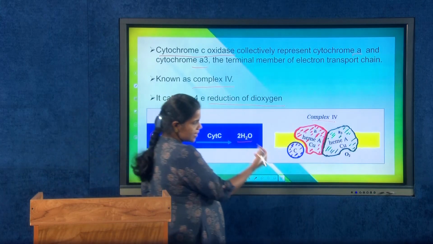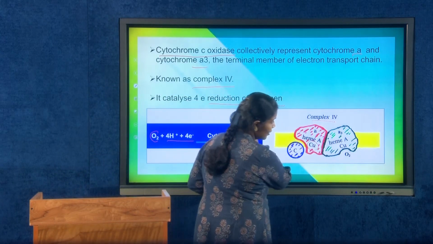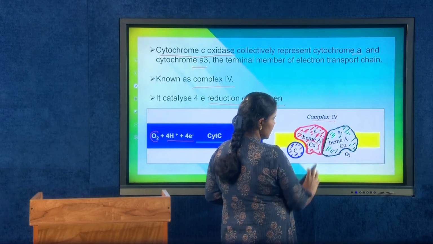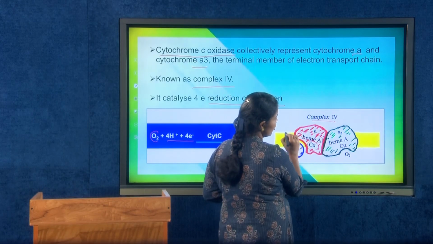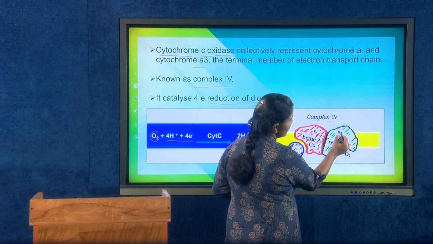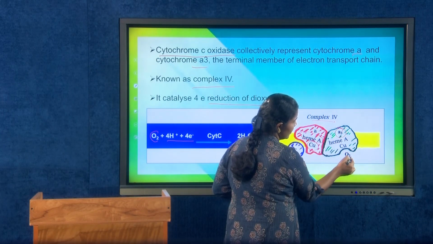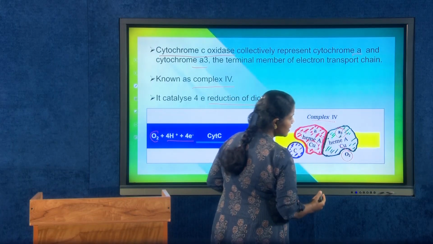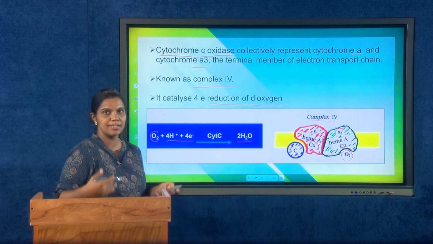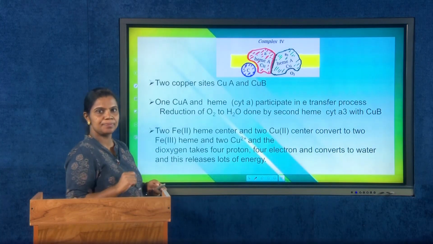You can see that it is composed of the metal copper and you have a heme unit, and this is the cytochrome A and this is the cytochrome A3. It is in this cytochrome A3 that the oxygen gets bound and it is getting reduced. We will see the mechanism in the further slides.